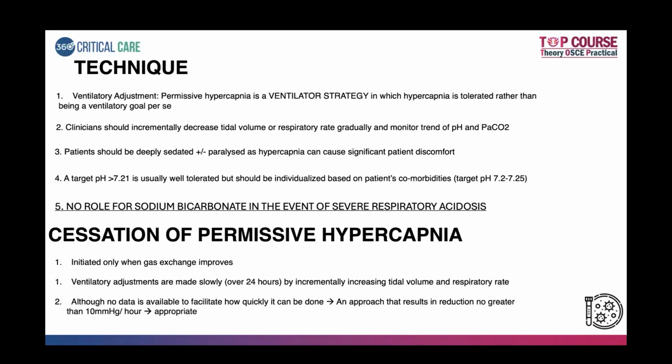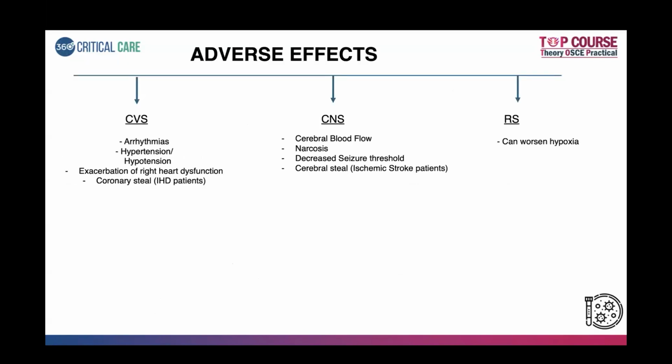Although there is no data available on how quickly it can be done, an approach that results in a reduction in PaCO2 no greater than 10 mmHg per hour is the most appropriate measure for cessation of permissive hypercapnia. So the adverse effects are, as I mentioned with the contraindications, mainly involving the CVS, CNS, and RS. The adverse effects are related to these systems predominantly.